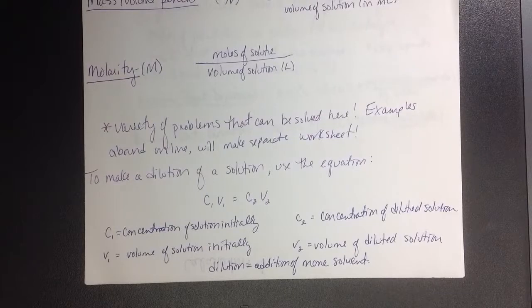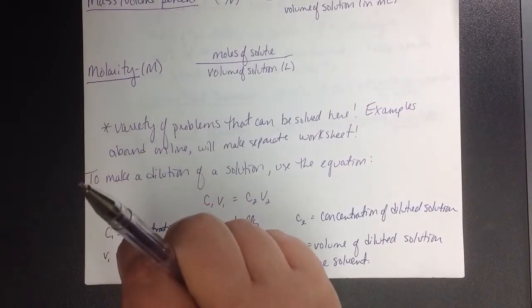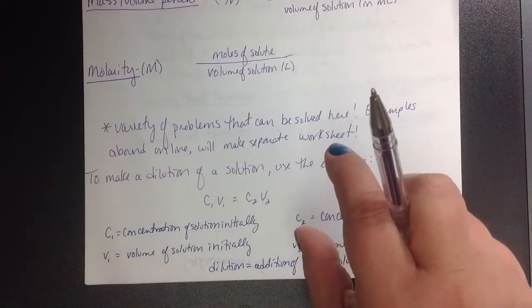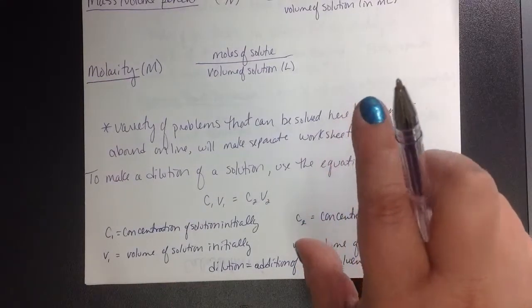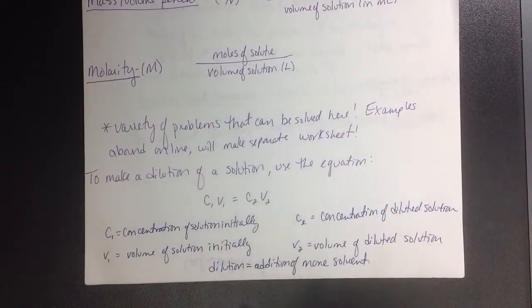One more complicated type of problem, which also seems easy, is the equation for making dilutions of a given solution. Let me repeat that. To make a dilution of a solution, that sounds fun, right? You would take something that's concentrated, put a little bit of that into another flask, and then you dilute it with a solvent, such as water. Okay, it doesn't have to be water, but that's probably what you're most familiar with.